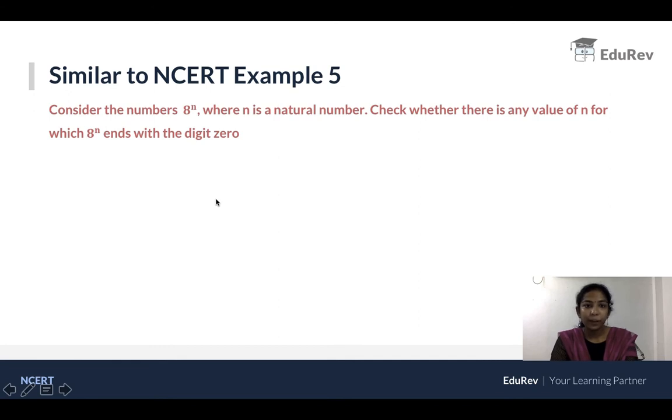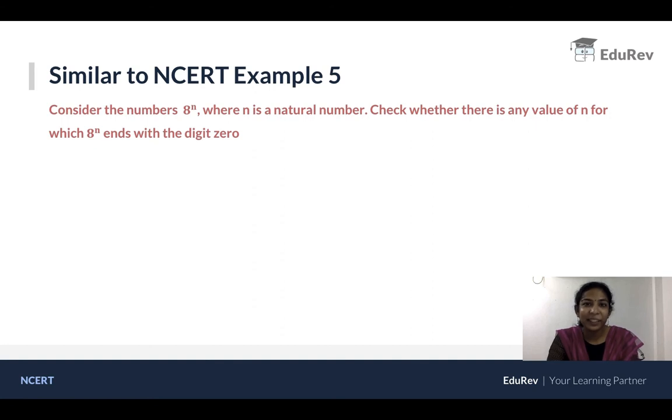Consider the numbers 8 power n, where n is a natural number. Check whether there is any value of n for which 8 power n ends with the digit 0. So what they are telling us is that there is a set of numbers in the form of 8 power n, where n represents natural numbers. For any value of n you take, will the last digit of the number be 0 or not? The question is clear, but how do you use the fundamental theorem of arithmetic here?